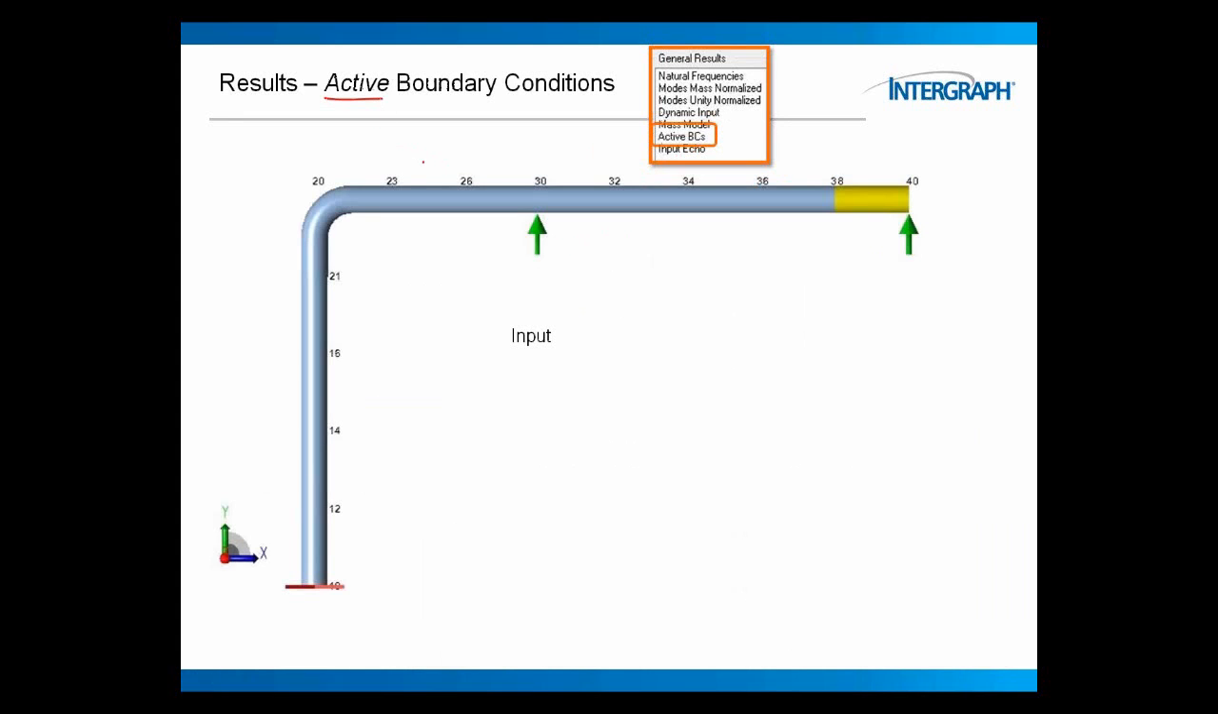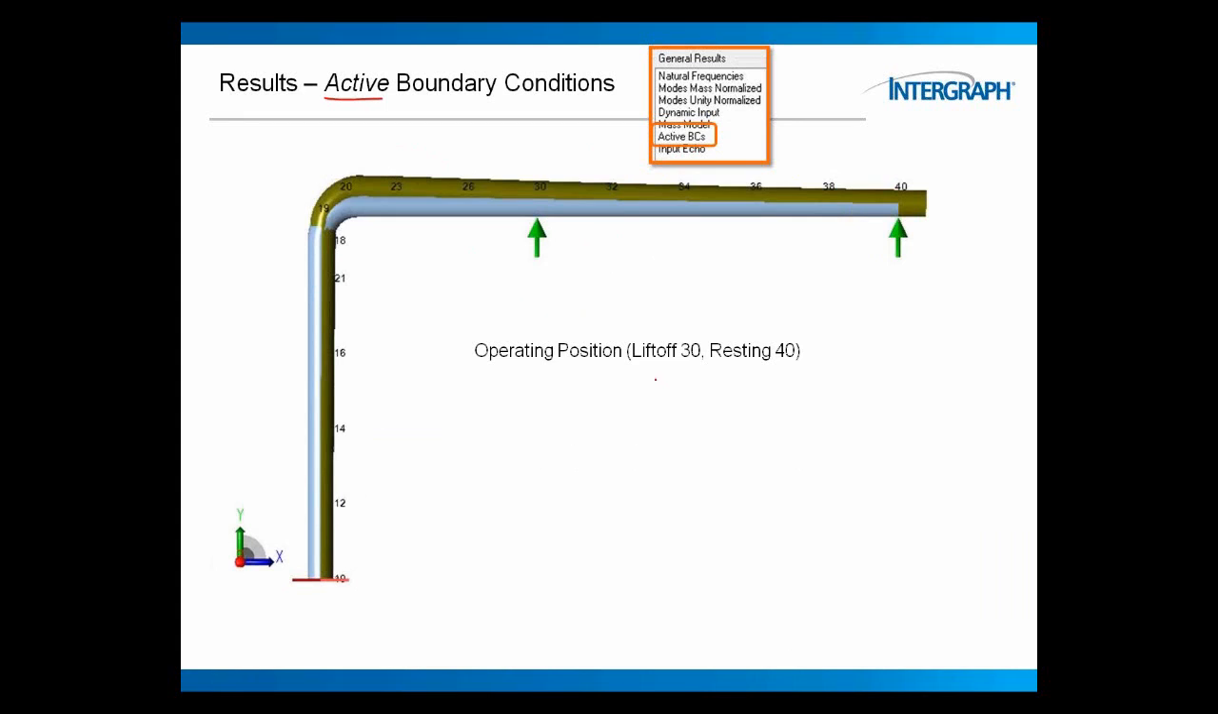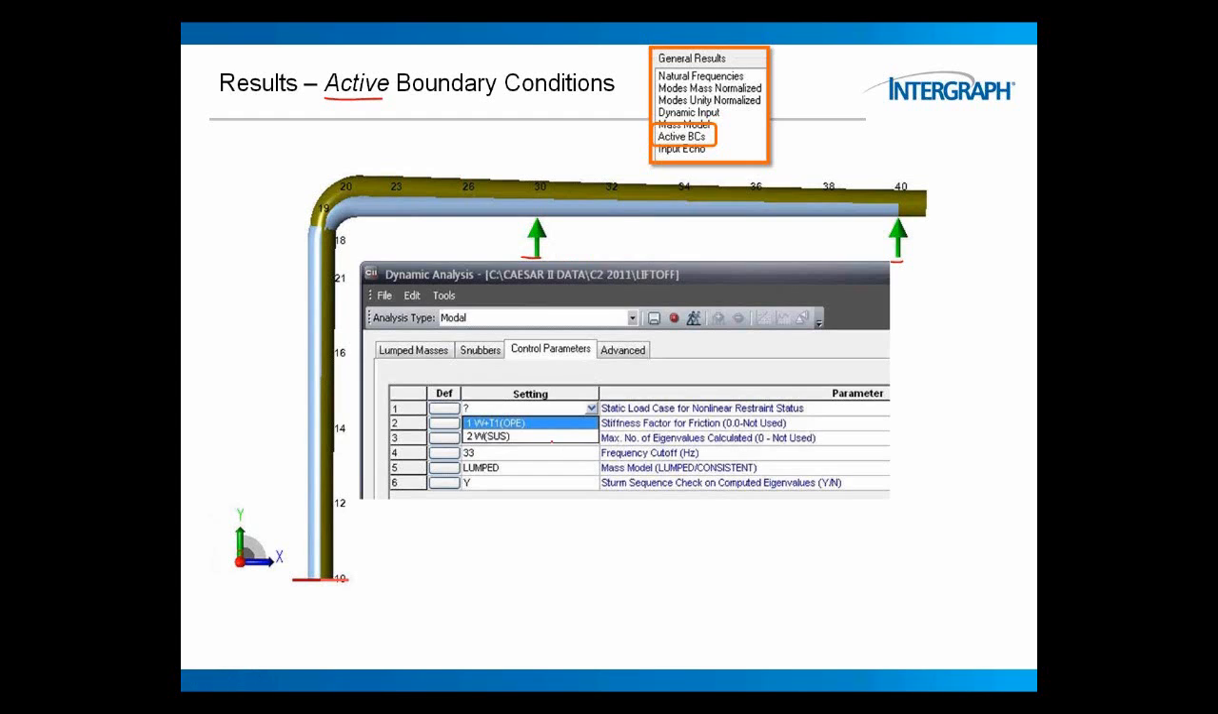The next item, active boundary conditions. Again, the focus here is the word active. Best way to describe this is with an example. Here's my input for a model, and I'm going to heat it up, and here's my operating position. I'm going to lift off node 30, and I'm resting at node 40. So if I use this load case to set my nonlinear supports, what will CSER2 do? Well, I'll select, let's say, the operating load case. That will set these supports accordingly.